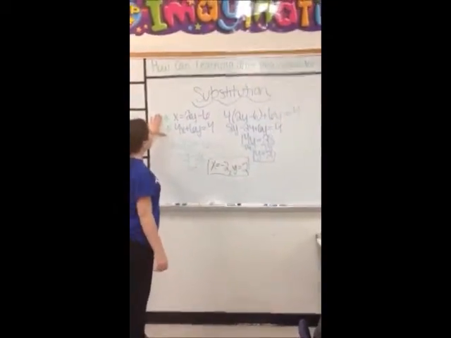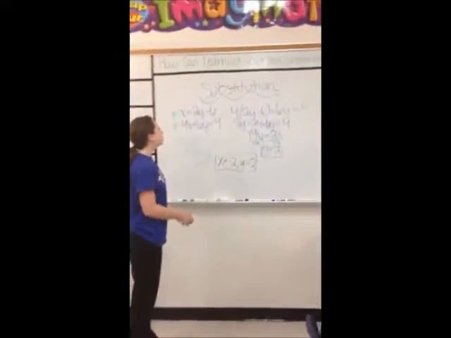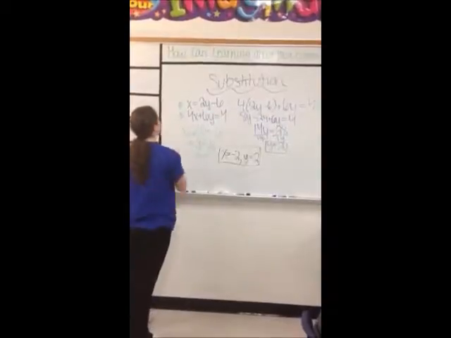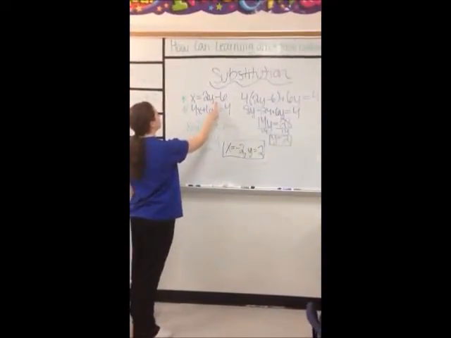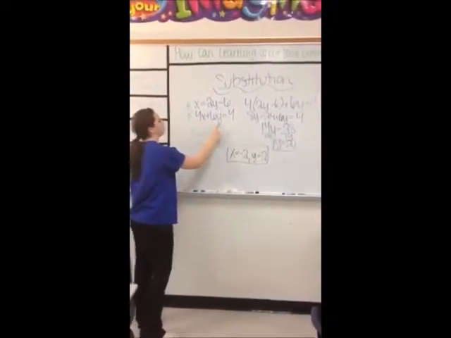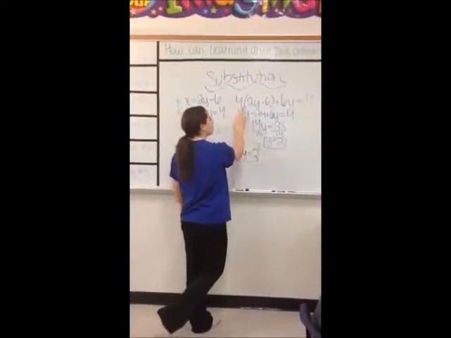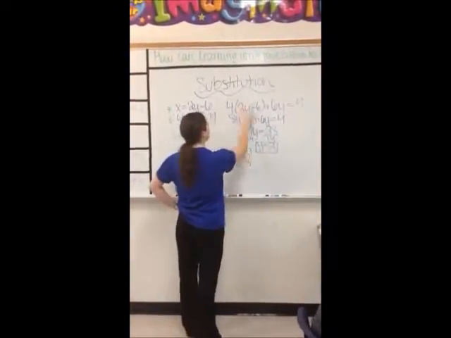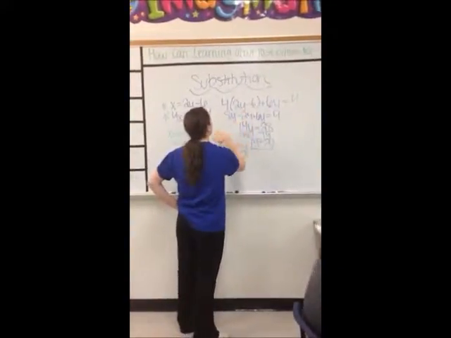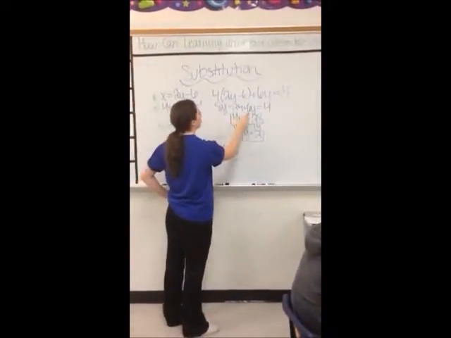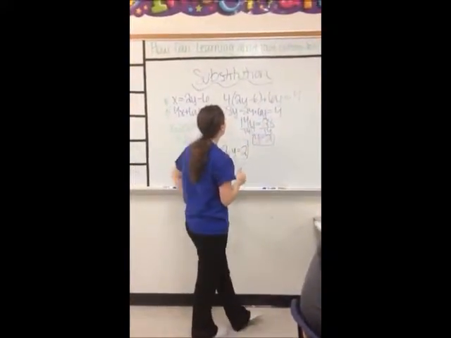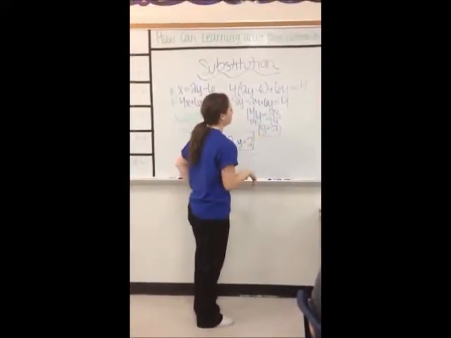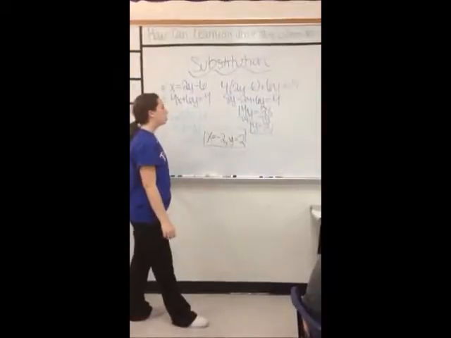So you have two equations, x equals 2y minus 6, and 4x plus 6y equals 4. So you have x equals 2y minus 6, so you can plug that into the x for this equation. So it's going to be 4 times 2y minus 6 plus 6y equals 4. So you're going to distribute the 4, and you get 8y minus 24 plus 6y equals 4. And then you're going to end up getting 14y equals 28, and you're going to divide by 14, and you're going to end up getting y equals 2.